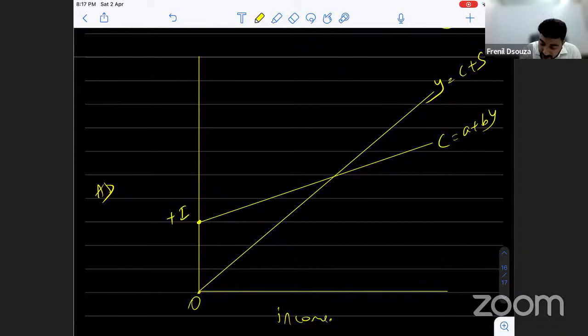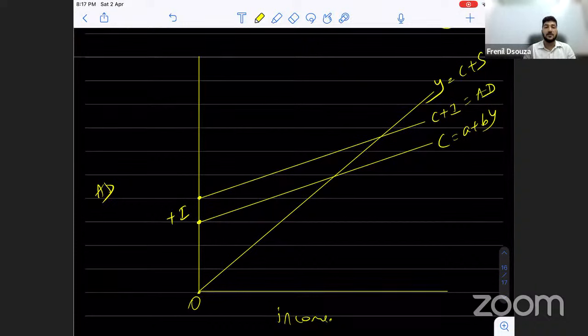And I will get here, and from here I will draw it. So this will give me C plus I. I added investment to consumption and I got C plus I, and this is nothing but my aggregate demand. You have understood what I'm doing here, right? I'm depicting in the graph what is happening in the two-sector model and how income is determined there.